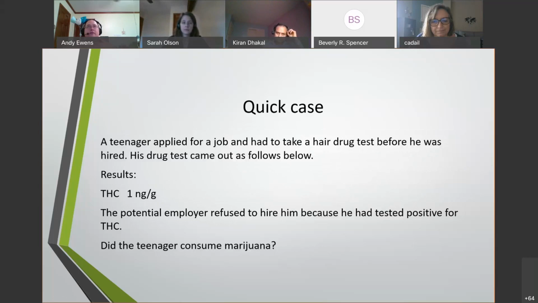A teenager applied for a job. They had to take a hair test before they were hired. The drug test came out with 1 nanogram per gram of THC. The potential employer refused to hire them because they tested positive for THC. So the question is, was that a correct choice? Did the drug test show that the person consumed marijuana?